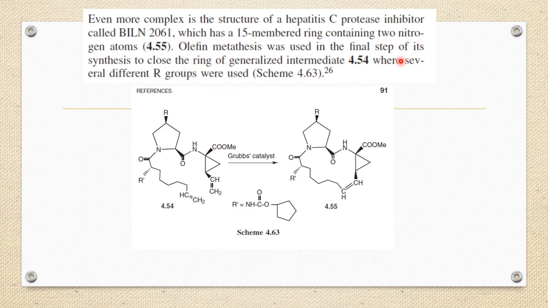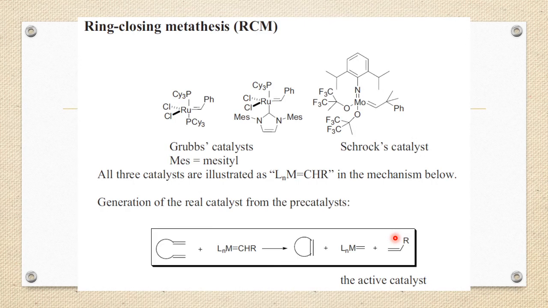So olefin metathesis is the final step in most of these reactions, and Grubbs' catalyst is very widely used in making this sort of compound. You find that the multiple chiral centers are intact in the final compound. You get an appreciably good yield in this reaction. So this is Grubbs' catalyst, and this is Schrock's catalyst. So you find that a wide variety of them is available for ring closing metathesis.